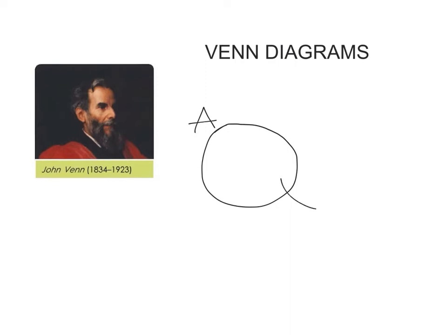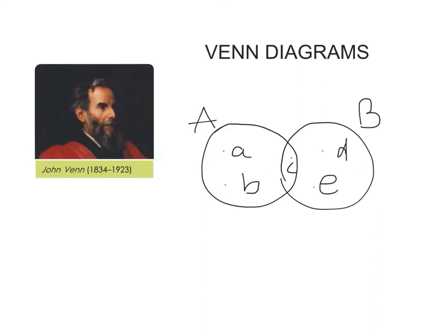So let's draw two overlapping circles. This is circle A and circle B. A, B, C are elements in set A and D, C, E are elements in set B. As you can notice, C is an element in A and C is an element in B. And this graphical representation of sets is called a Venn diagram.